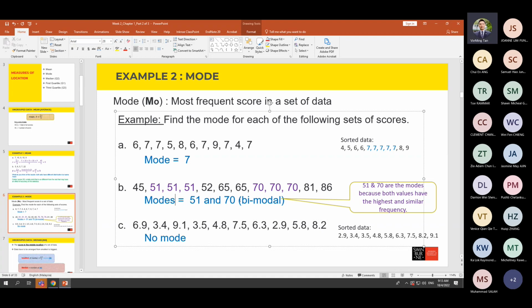So the disadvantage of mode is sometimes the mode can have more than one answer, right? Sometimes there is no answer for the mode, no mode at all. So this is the limitation of mode. Okay, next measurement, median.